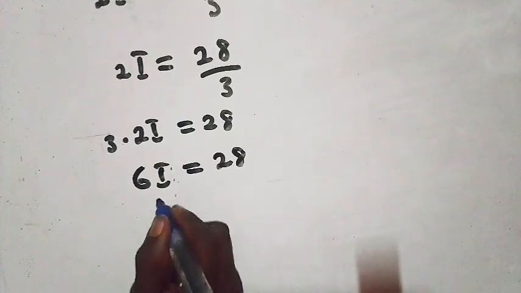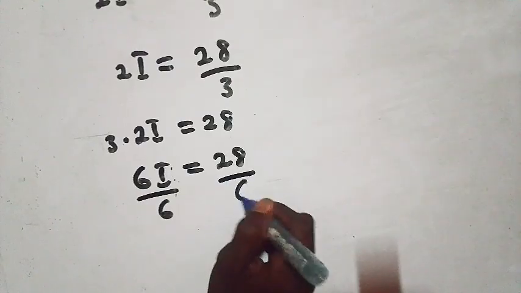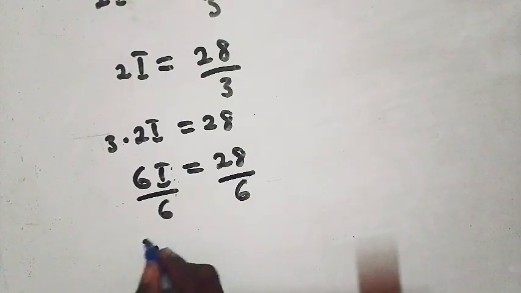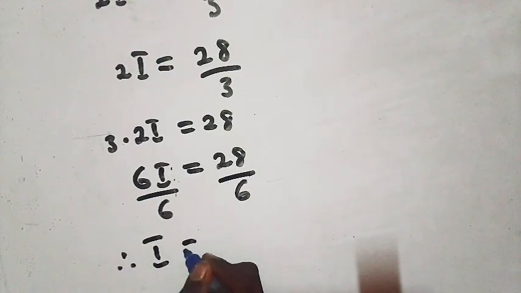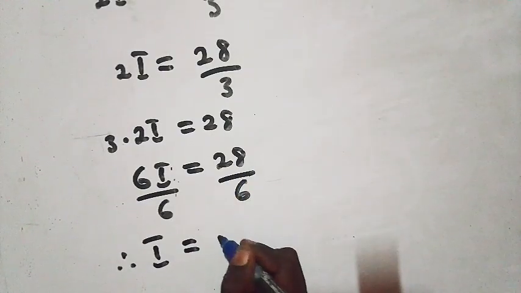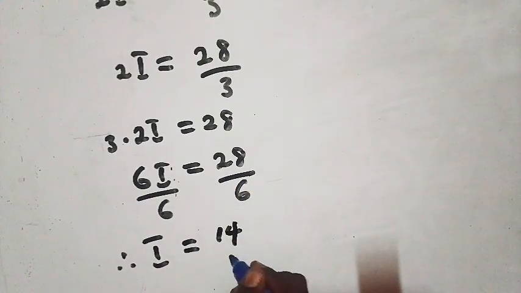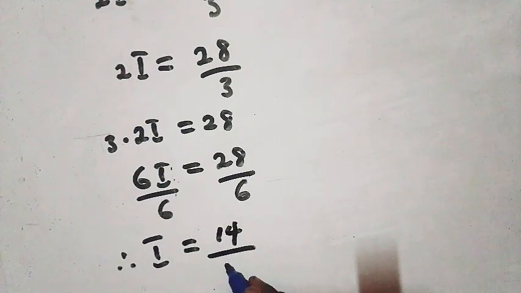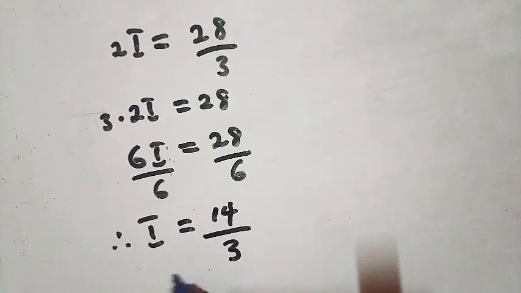If I divide by 6, therefore I will be equal to 28 over 6; 2 here, that is 14, 2 here, that is 3, and the final answer is I equals 14 over 3.